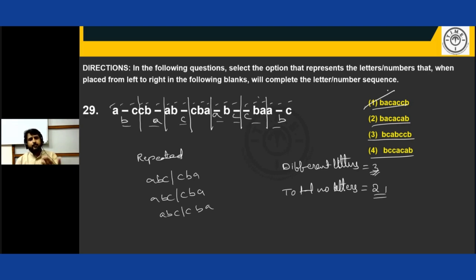Or the reverse approach: identify the number of different letters and the total number of letters, divide into groups, identify the missing ones, and find the repeated pattern. It will follow one pattern, and that pattern you need to identify.